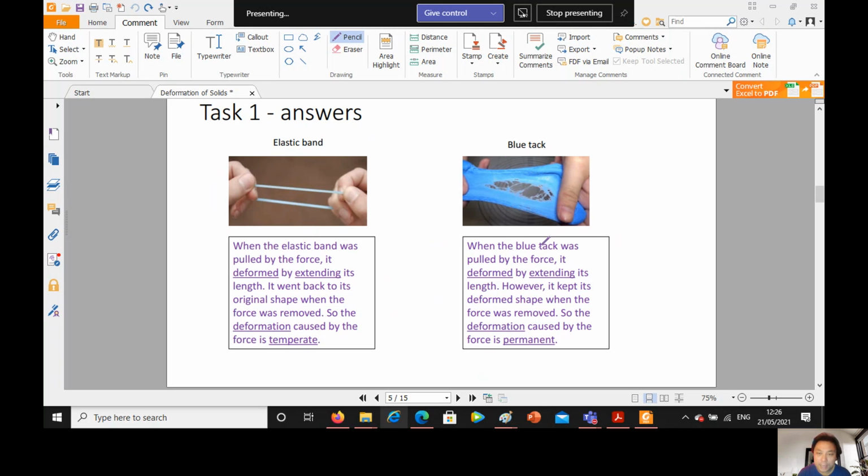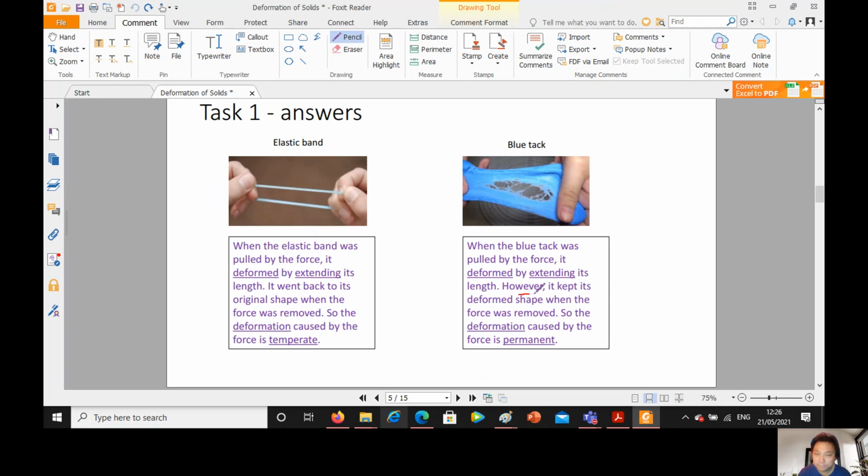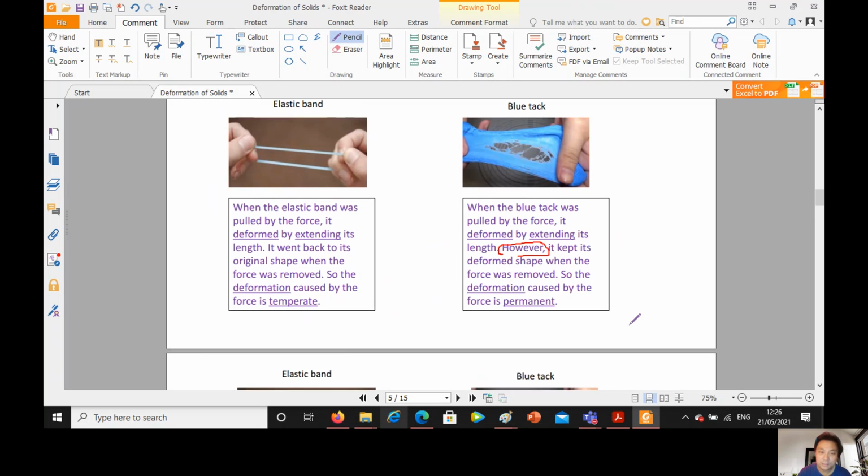About the blue tack: when it was pulled by the force, it deformed by extending its length, the same as the elastic band. However, it kept its deformed shape when the force was removed. So the deformation caused by the force is permanent. I think it's very easy to tell the difference between these two types of deformation.